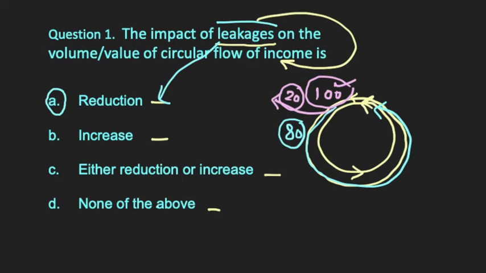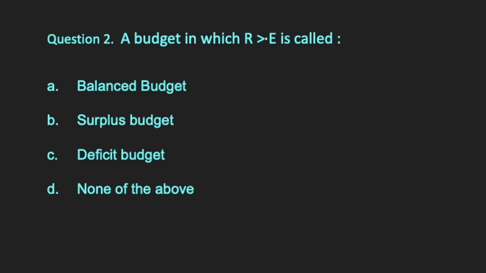The A option is the right option. Our second question is: a budget in which revenue is greater than expenditure is called. What do we call the budget where revenue is more than expenditure? Balanced budget, surplus budget, deficit budget, none of the above.